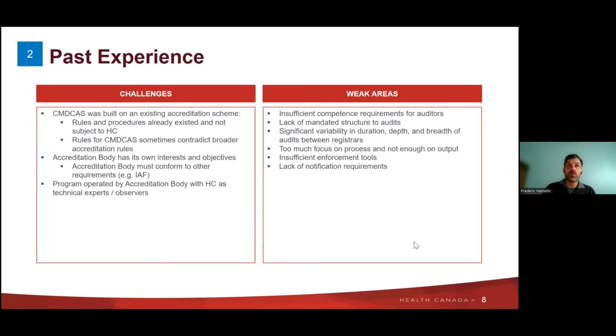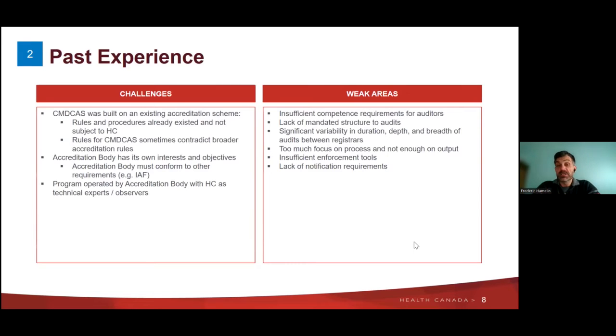That being said, there were some challenges along the way, as one would expect. Some of these were a bit harder to overcome than others. And most of these, I think, we tackled when we moved into MDSAP.